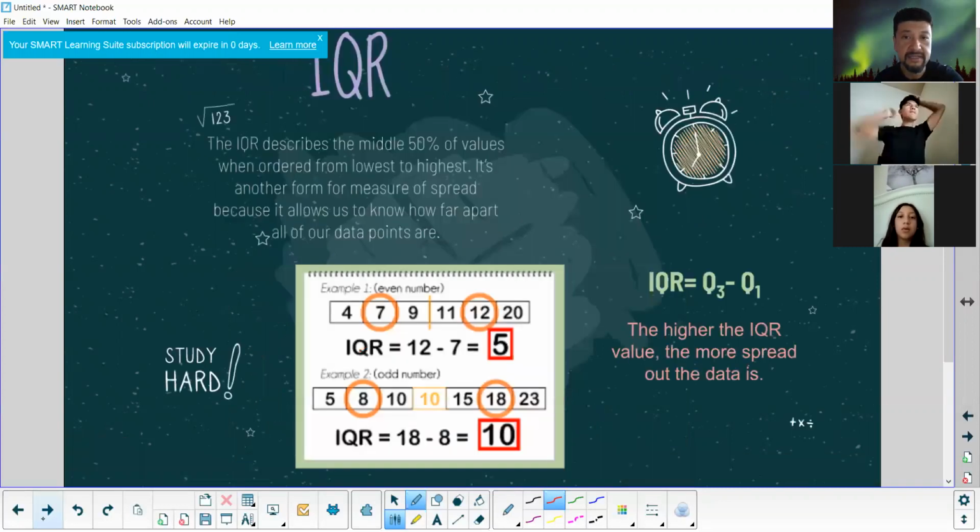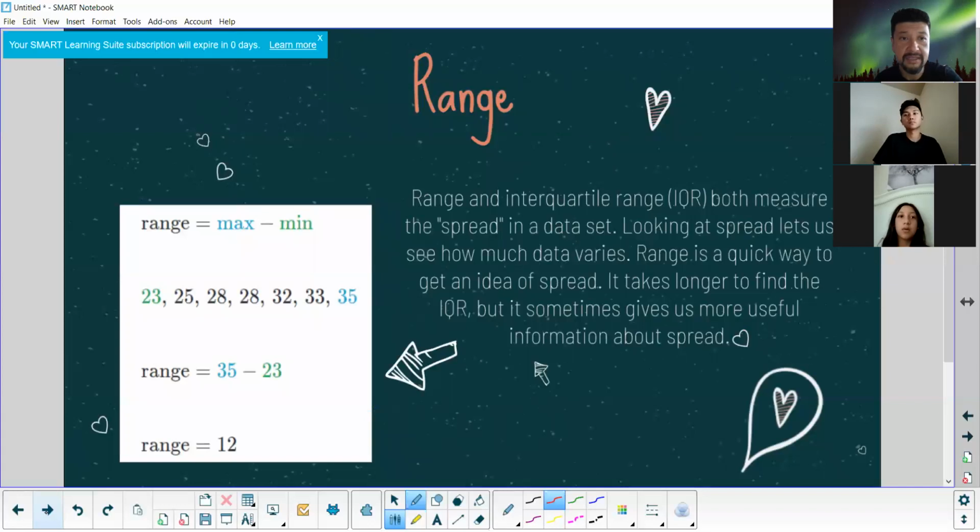All right, now let's go ahead. Marcus, why don't you go ahead and read this? Range and interquartile range both measure the spread in a data set. Looking at spread lets us see how much data varies. Range is a quick way to get an idea of spread. It takes longer to find the IQR, but it sometimes gives us more useful information about spread.